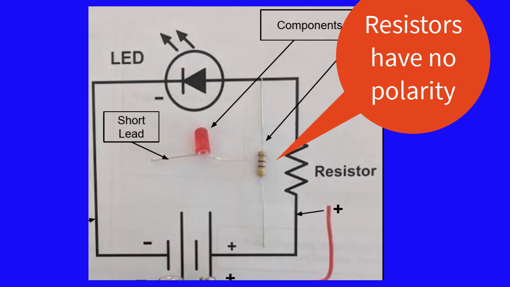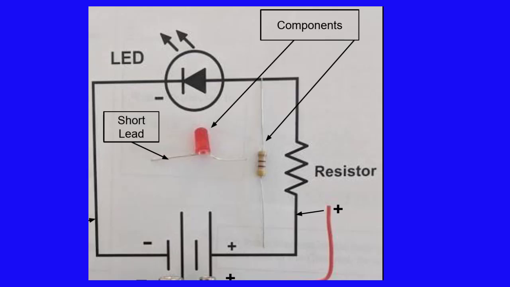Next, we need to put the resistor on the schematic. Remember that resistors do not have polarity. Thus, it does not matter which lead on the resistor goes to the LED. We position the resistor on our schematic with one lead going to the LED and the other lead going to the positive of the battery.